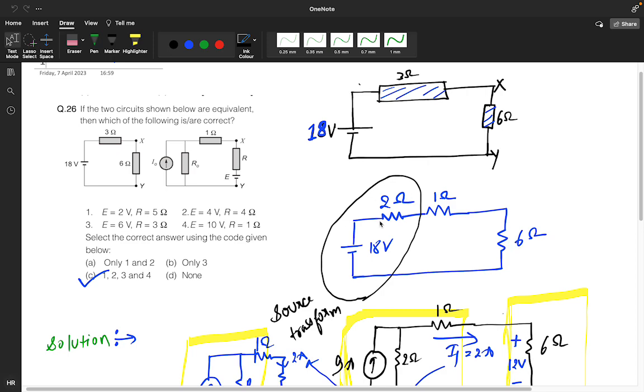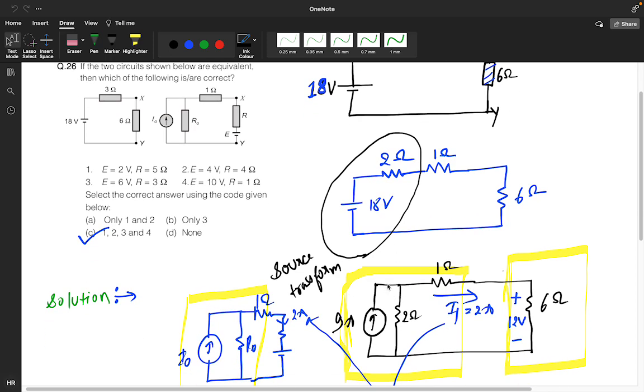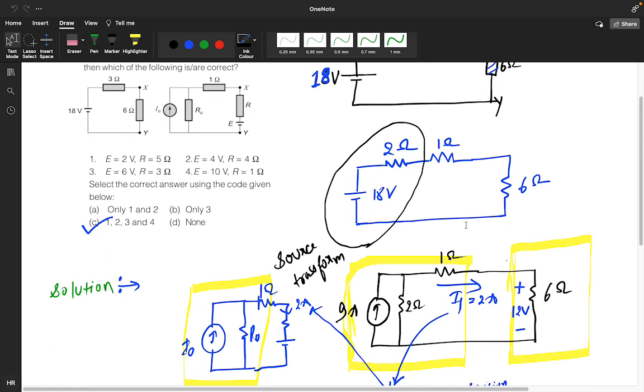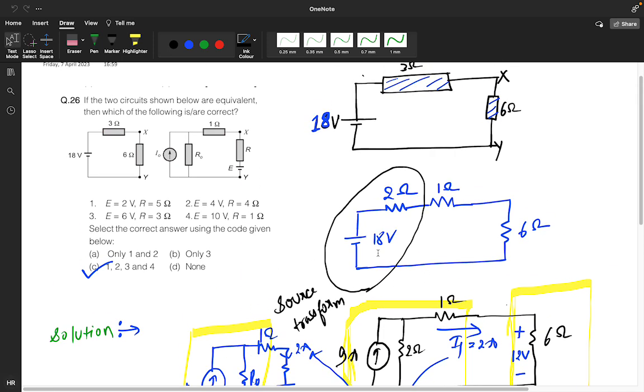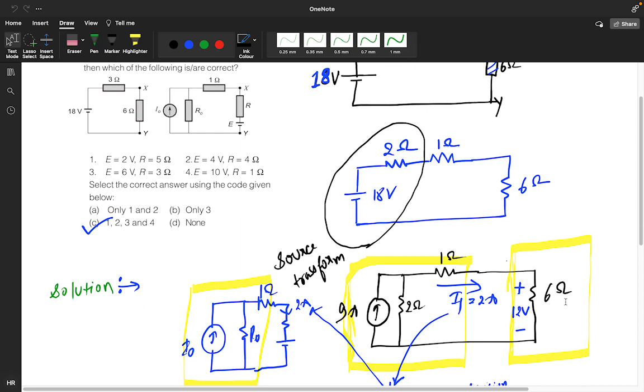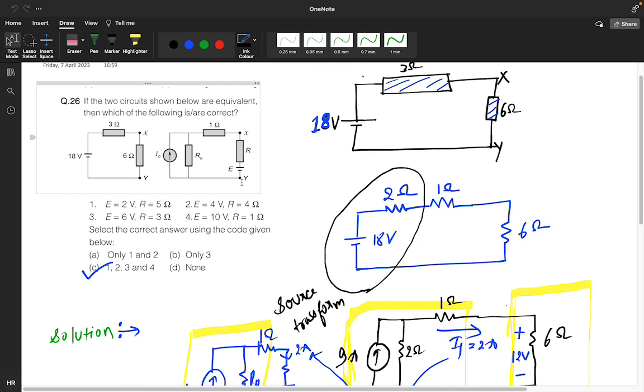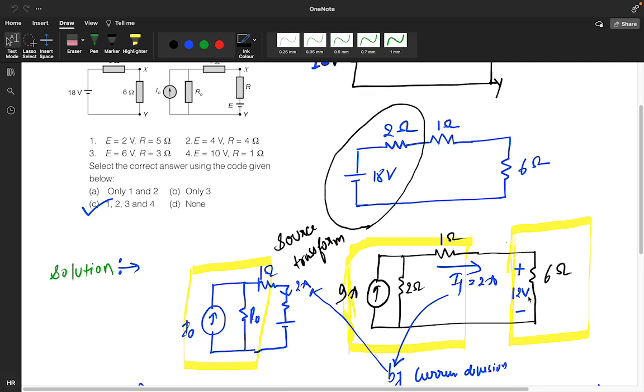This part can be converted using source transformation. So this circuit now looks like this: 1 ohm, and this is your 6 ohm, and I found the current in this using the current division rule. Or you can directly find the current like this: 18 divided by 6 plus 2 plus 1, that is 2 ampere current will flow. So 2 into 6 will give you 12 volt. We need to find the value of E and R, and the voltage will be 12 volts.